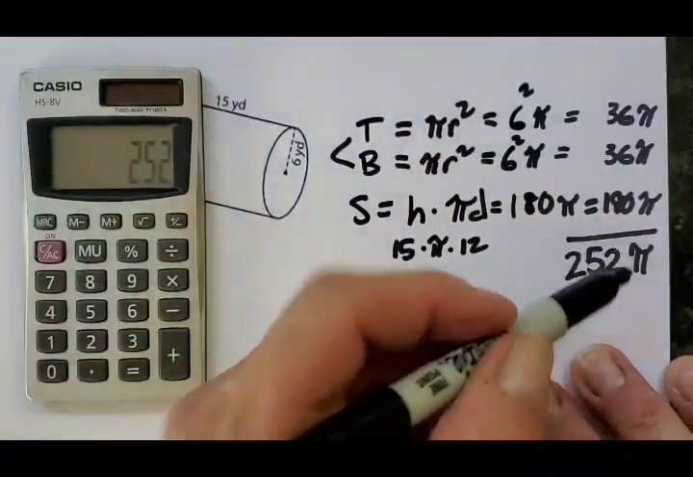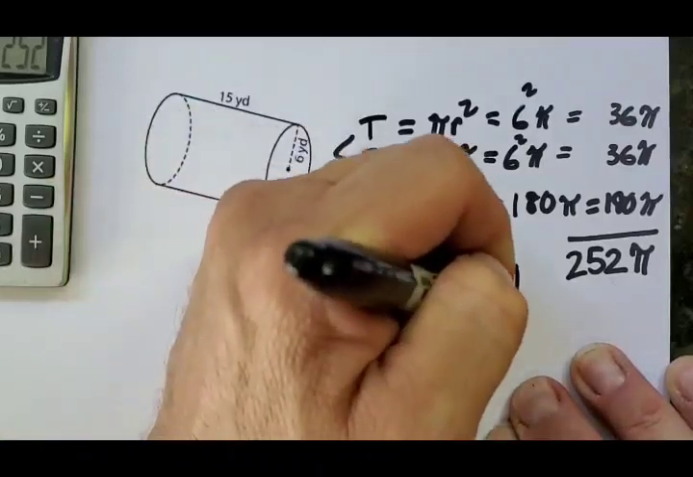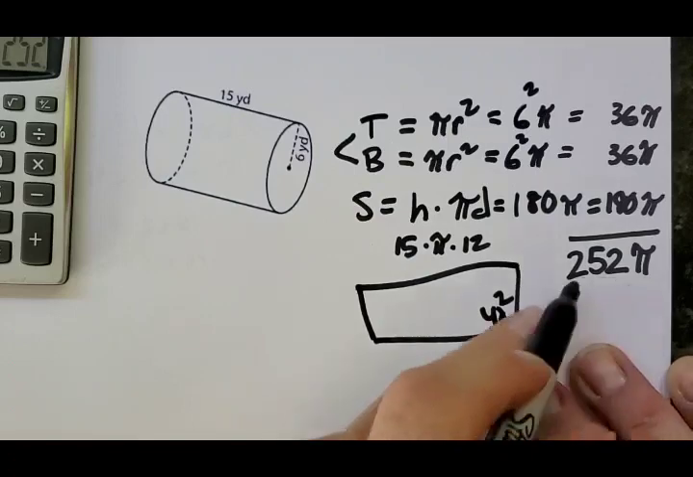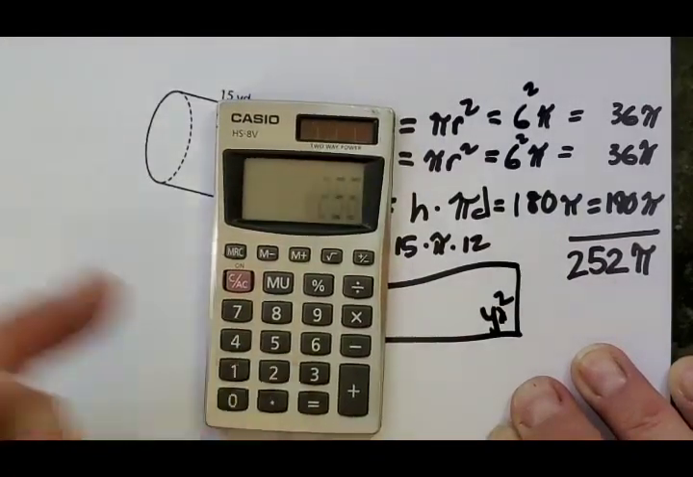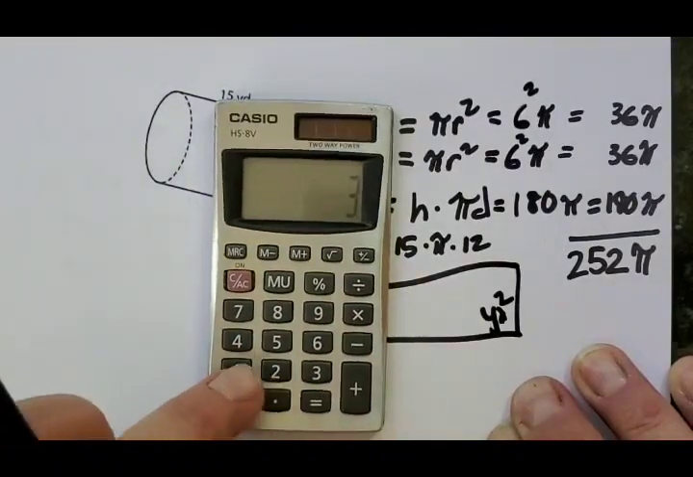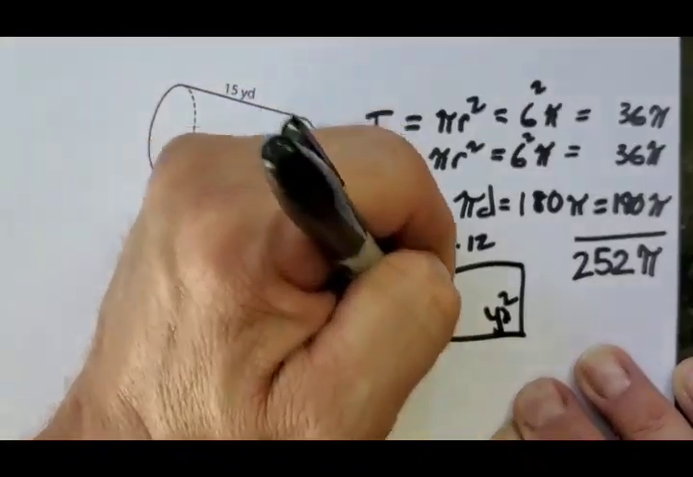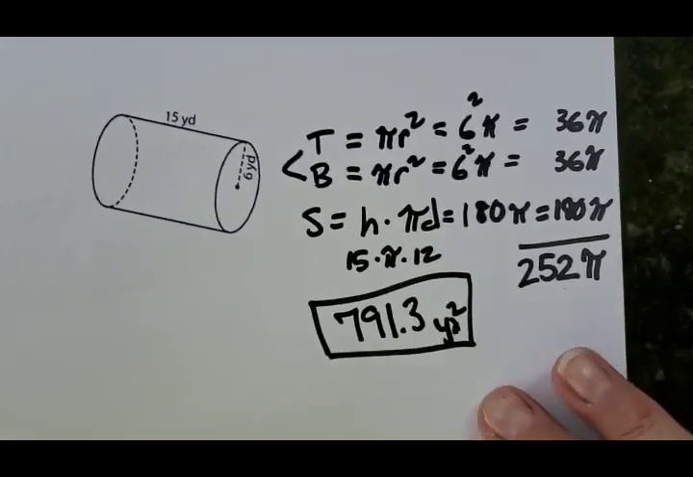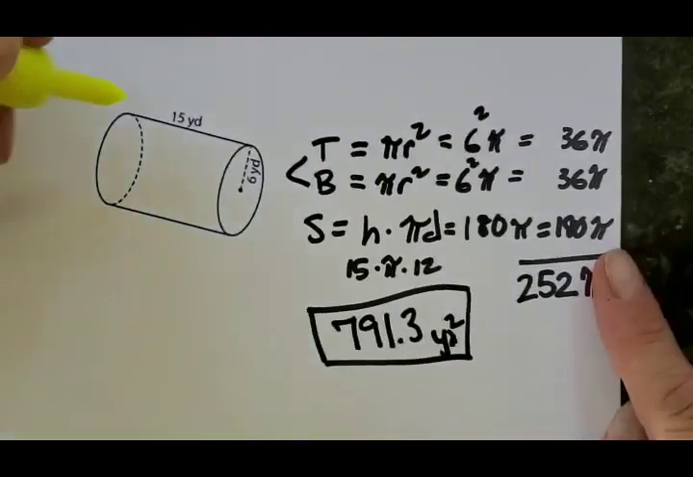But I need to come up with a value that one can understand. So this is called leaving it in terms of pi. We don't want that. So give me how many square yards this is. And to do that, you have to multiply this out. So, clear. 252 times 3.14. 791.3 yards squared. Okay?